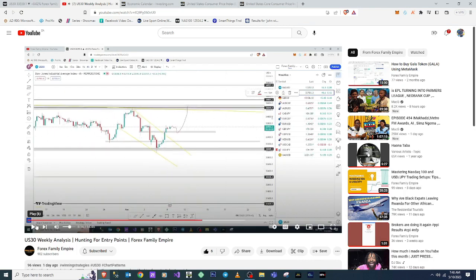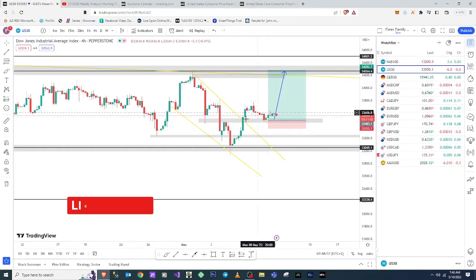So all right, guys. That's basically what I said. I said it has to come and touch there, and then that's when we can start buying. And then when it came and retested that zone, that's when I entered my buy.